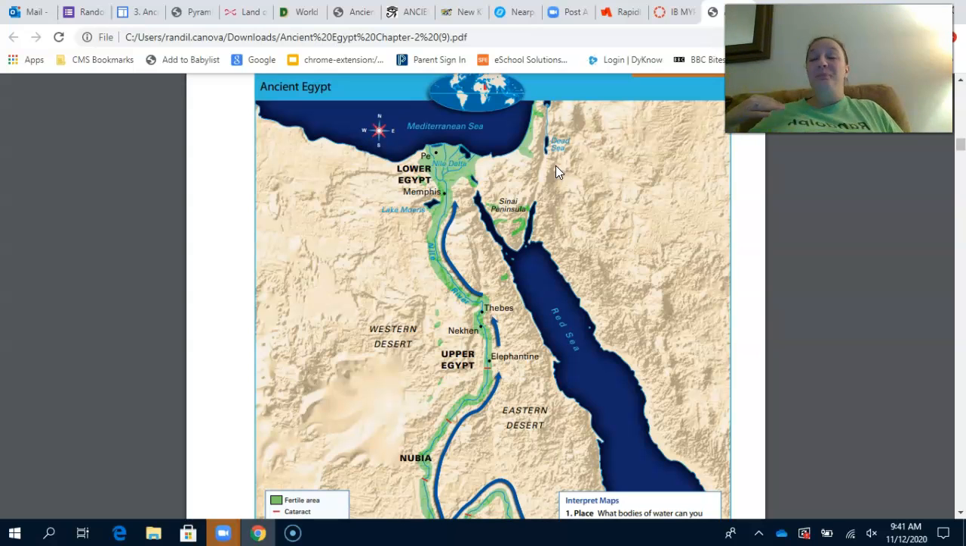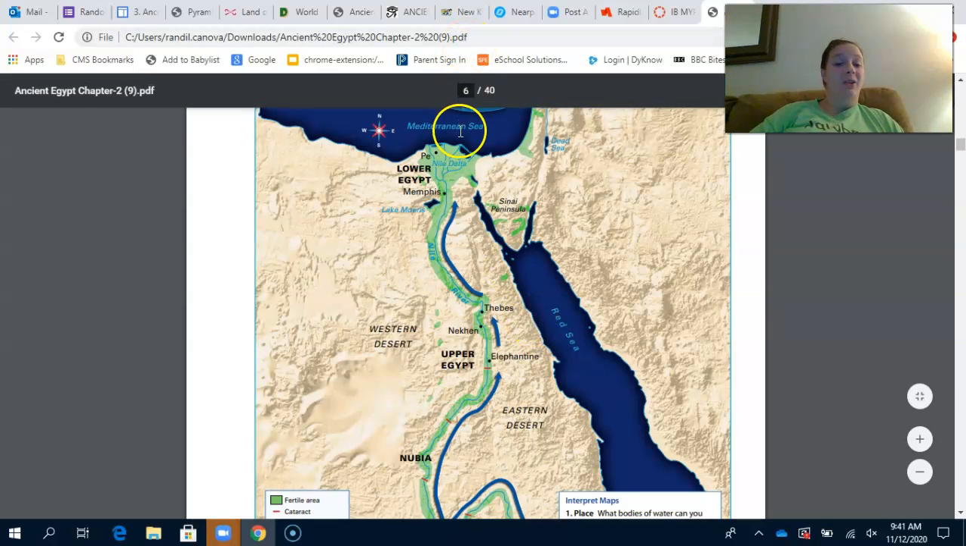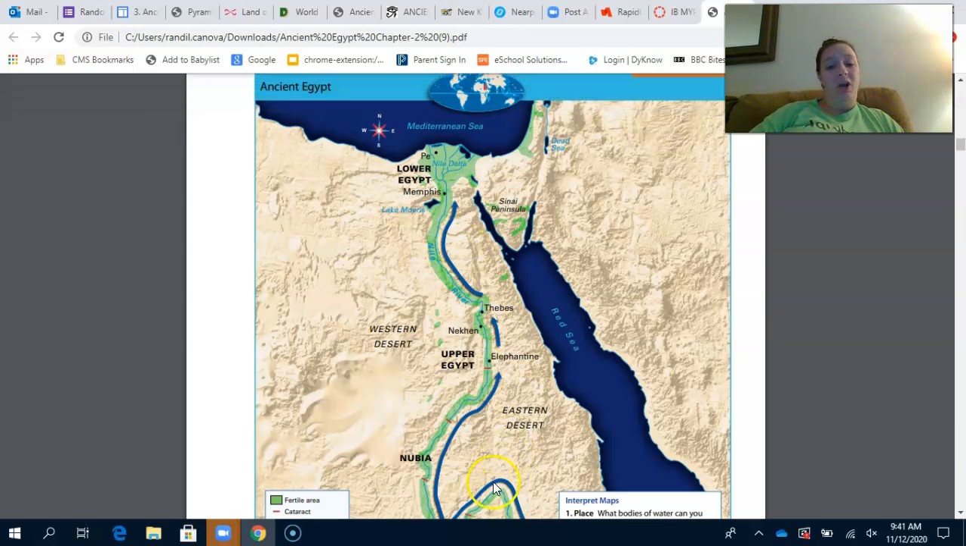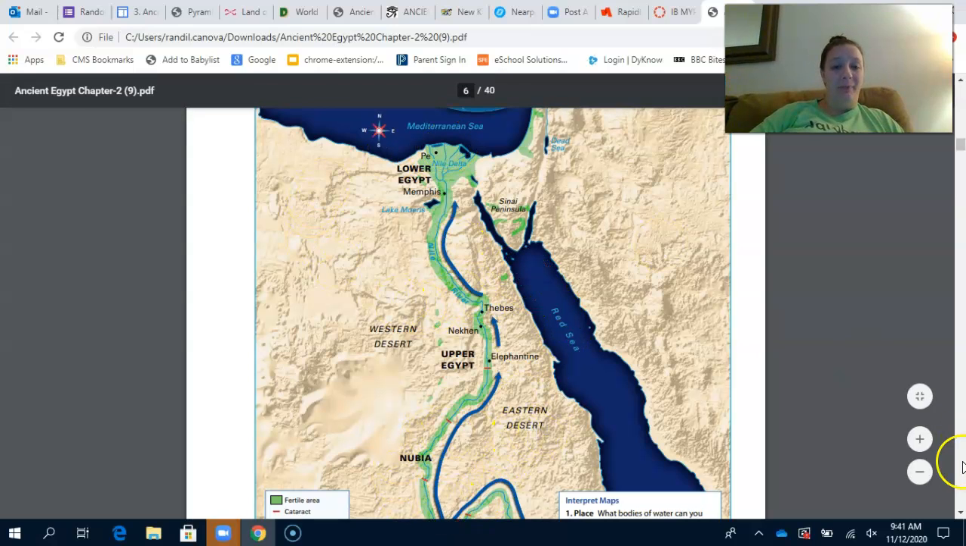And really, it just flows from what's really, really tall to what's really low, which is why southern Egypt is actually called Upper Egypt and northern Egypt is called Lower Egypt. And that has to do with the land elevation which the Nile flows through.